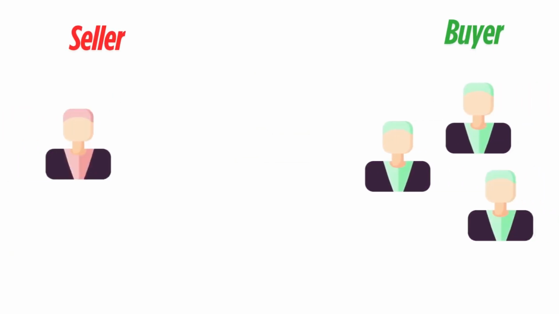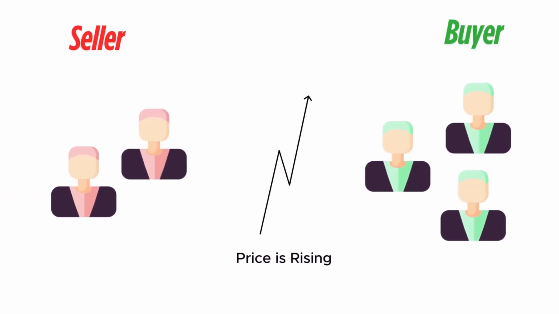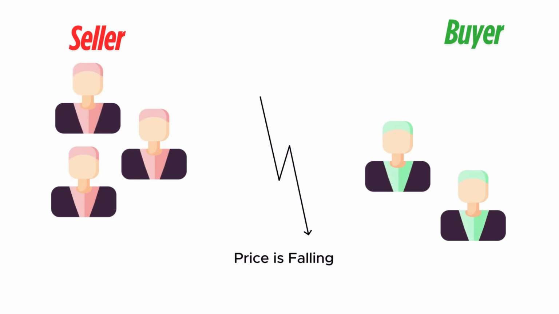When there are more buyers than sellers, the price rises as those wanting to buy are willing to pay more, competing for a limited number of shares. When there are more sellers than buyers, the price falls as sellers are forced to make concessions to find buyers.